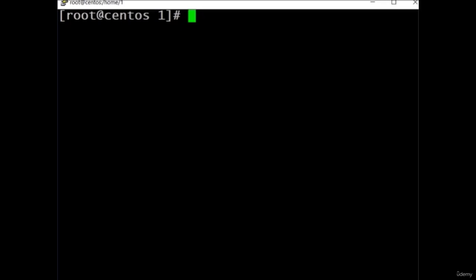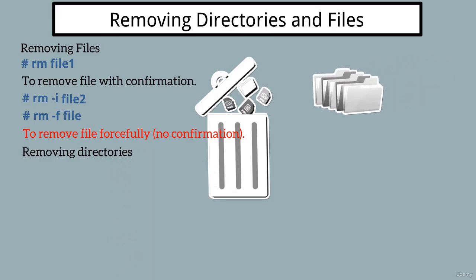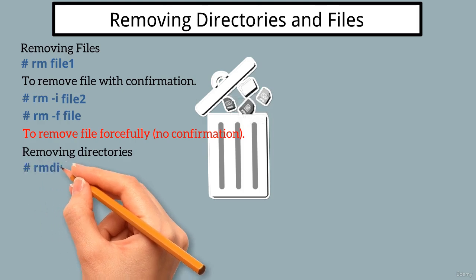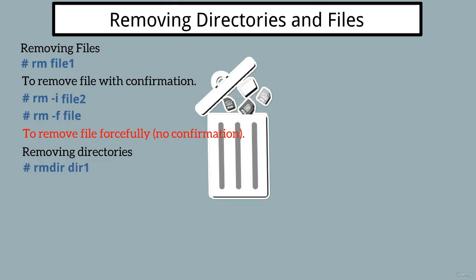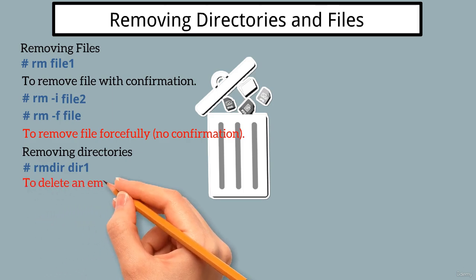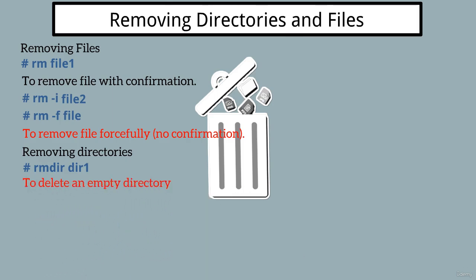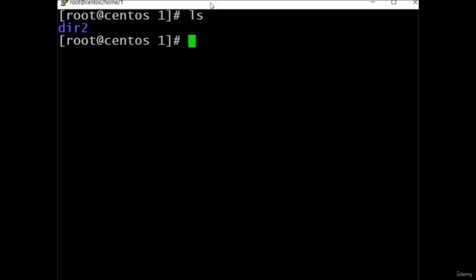We will cover removing directories now. Let's start with removing a directory called dir1. It's an empty directory, and this is how you can delete an empty directory with a command called rmdir, or remove dir. Let's do an ls.